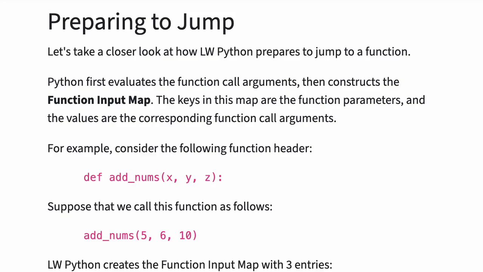Let's take a closer look at how LWPython prepares to jump to a function. Python first evaluates the function call arguments, then constructs the function input map. The keys in this map are the function parameters, and the values are the corresponding function call arguments.